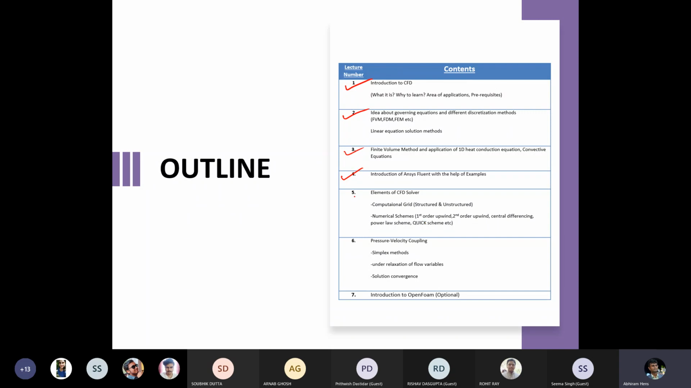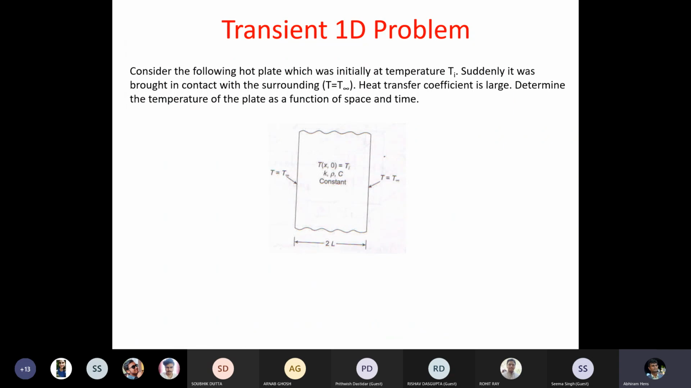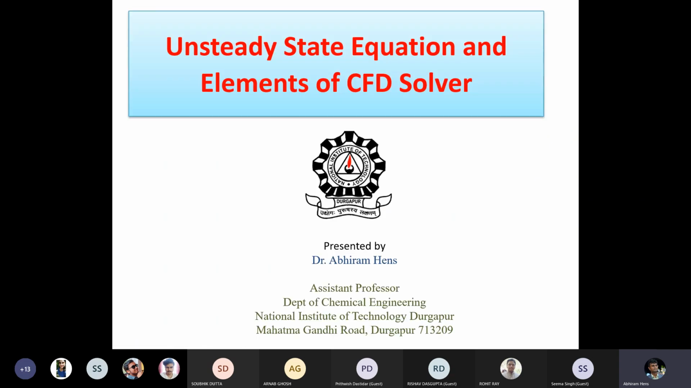Now we will go to the fifth one, and the fifth one is all about the discussion of some elements of the CFD solver, and we will start with the unsteady state equation and some elements of the CFD solver. Under this heading we will start today's lecture, and if you have any queries or doubts by this time, you can feel free to ask me at this stage or at any point of time. Okay, so the major thing is that today's coverage will be the unsteady state equation. Okay, so this is important.